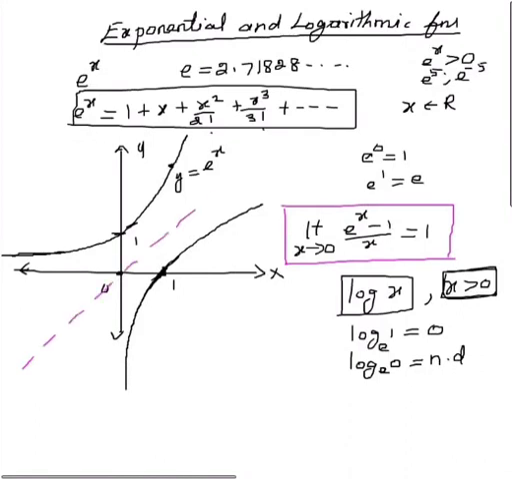And if you draw the line y is equal to x, the y is equal to e power x graph and the y is equal to log x graph are images of each other with respect to the line y is equal to x. Therefore, they are inverse functions of each other.